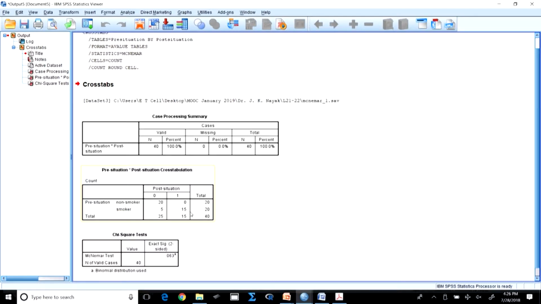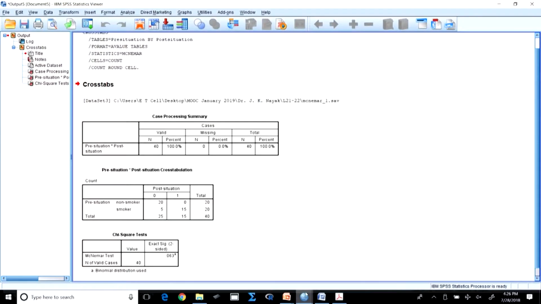Now, from the McNemar test the value is coming 0.063. Let us assume our significance level is, as we usually take, 5%. If you take a 5% significance level, what do you infer from here? You infer that the null hypothesis is not to be rejected, because this p value is more than 0.05. Now, let us make small changes in the data set.